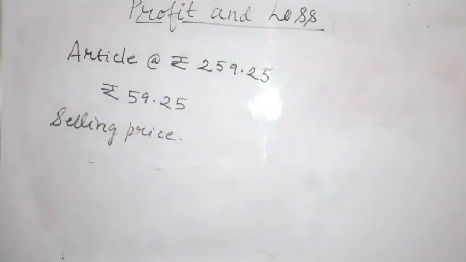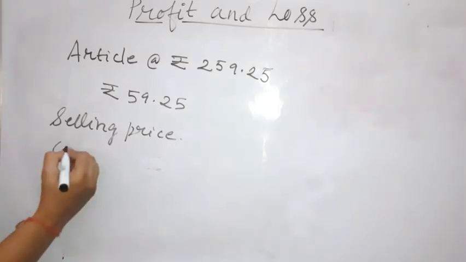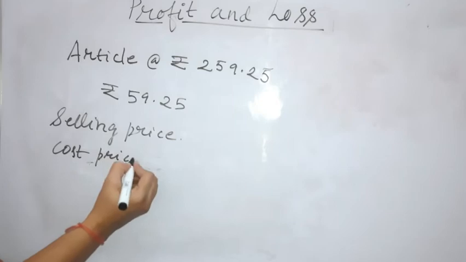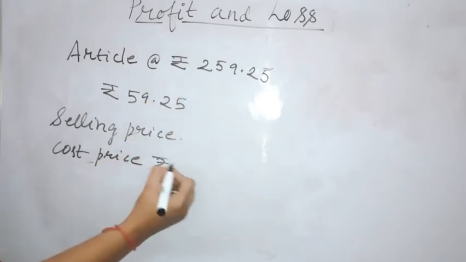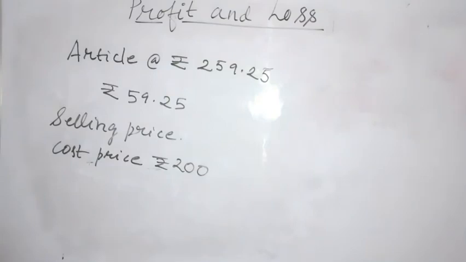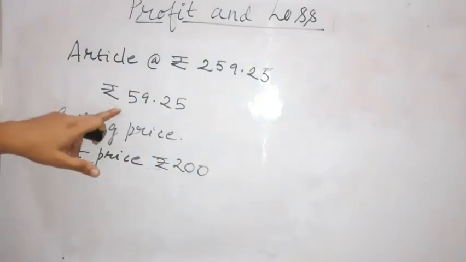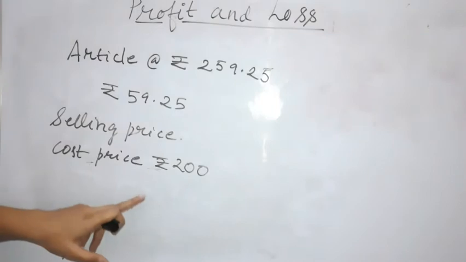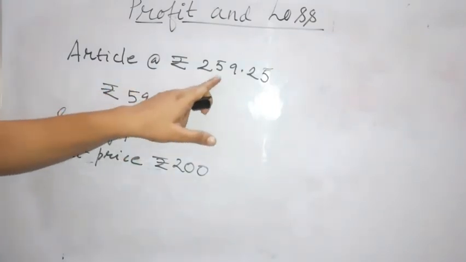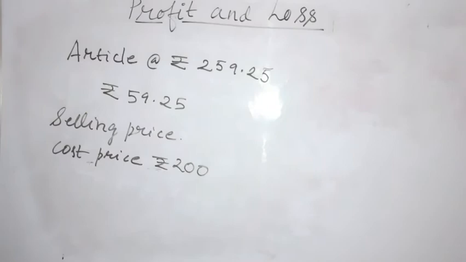Now the amount at which the shopkeeper has purchased that particular article is called cost price. That means the shopkeeper has purchased this article at rupees 200 and what he has done? He has gained a profit of rupees 59.25 and he has sold it at rupees 259.25. So the profit of the shopkeeper is 59.25. If you know the selling price and the cost price, then it will be very easy for you to find out the profit.